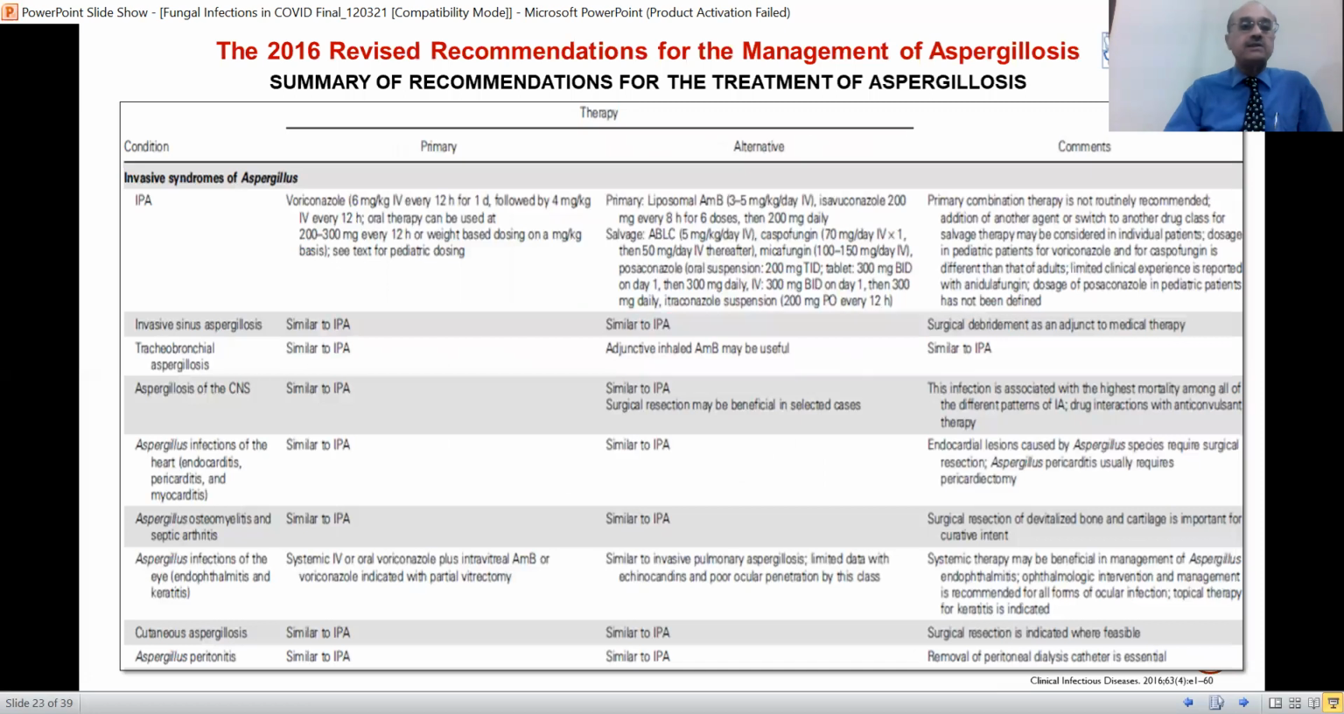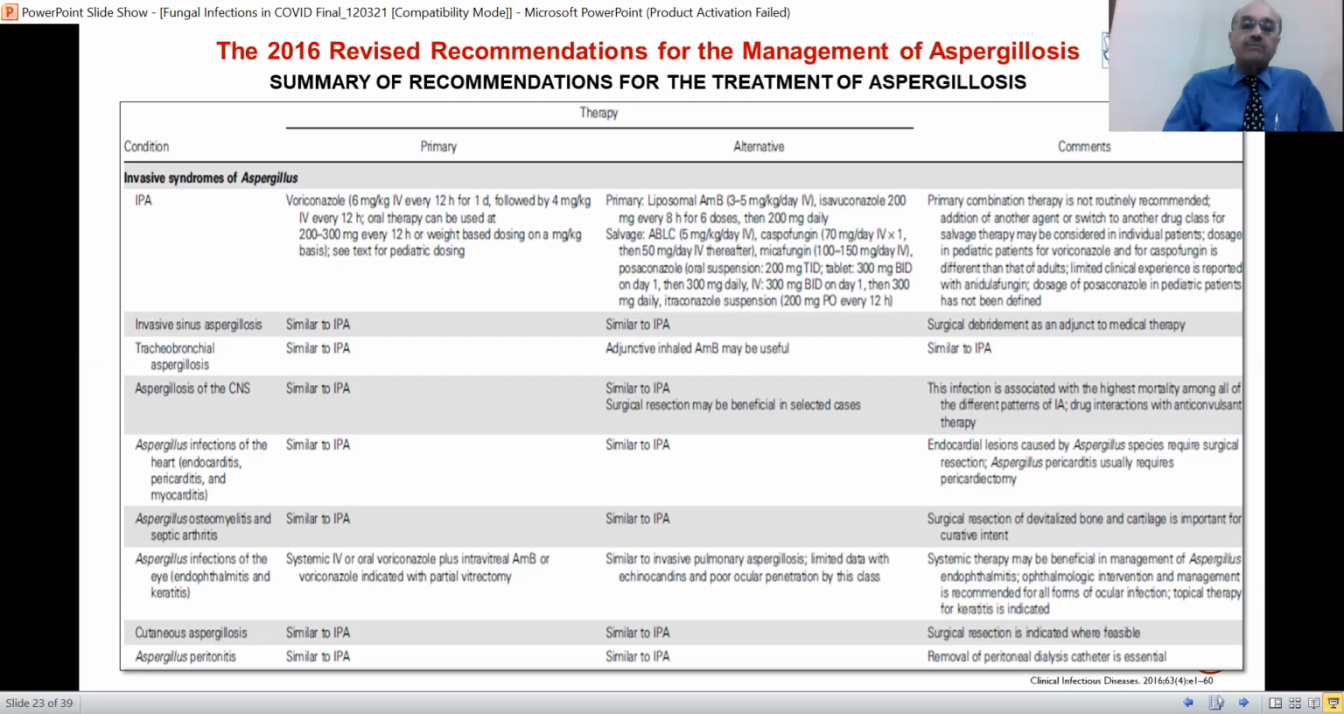Coming to aspergillosis, in invasive pulmonary aspergillosis, the guidelines say that voriconazole is the treatment of choice, 6 milligrams per kilogram body weight IV every 12 hours on the first day, followed by 4 milligrams per kg body weight IV 12 hourly thereon. And then you can change to oral tablets at a dose of 200 to 300 milligrams as per the body weight.